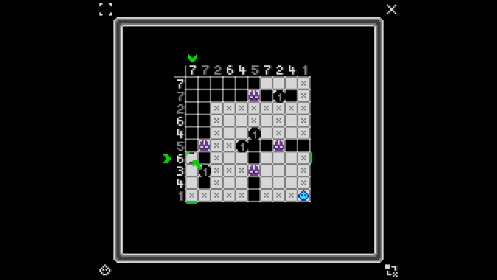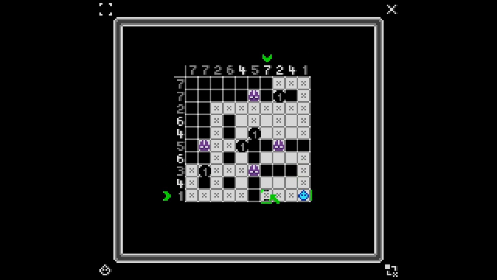This can't be a wall, because if it's not, then these 2 are walls, and this is a separate empty cell. So this has to be a wall. And the same here, so this has to be a wall. We can fill in this column with walls and this row.